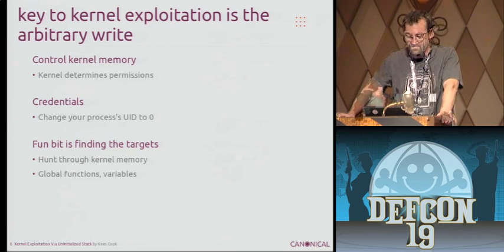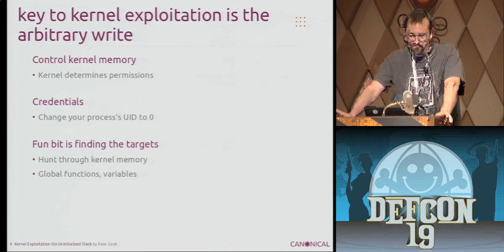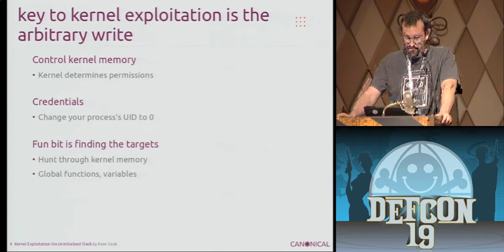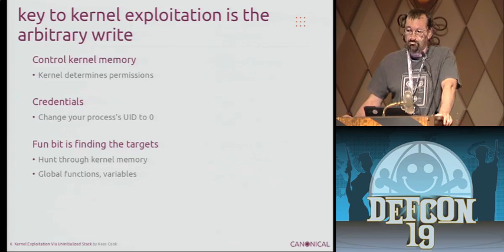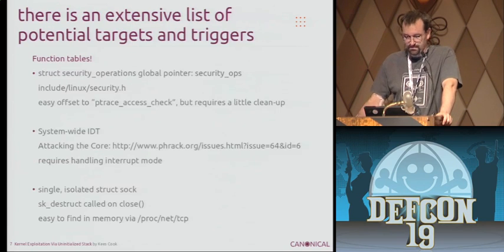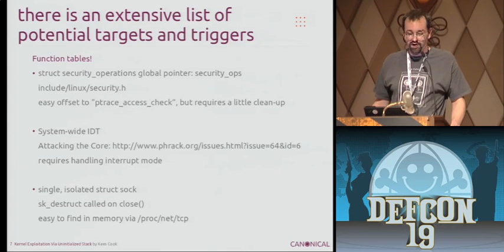So, a quick overview of Linux kernel exploitation. The main goal for any kind of kernel attack is to get control over execution flow. Usually you can just set the user ID of the process you're using to 0 and you're root and you have full control over the system. But actually finding targets to do this is what's tricky. You need an arbitrary write to start with, and then going from there is what makes things more fun.